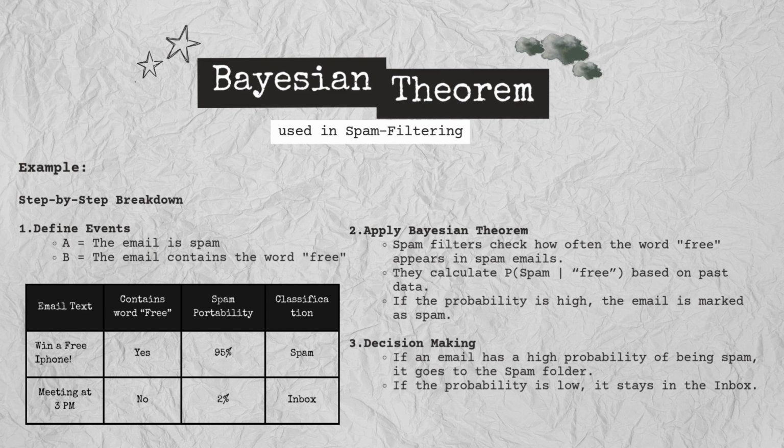Step 2. Apply Bayesian Theorem. The filter then applies the Bayesian formula to calculate P(spam | free), meaning the probability of an email being spam given that it contains the word free. Looking at the table, we see that an email with "win a free iPhone" has a 95% probability of being spam, while an email about a meeting has only a 2% probability.